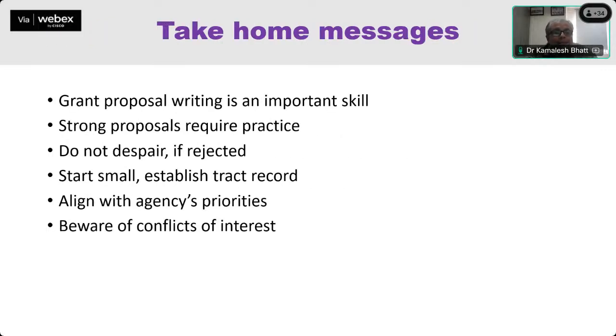And so the last slide, the take home message, is that grant proposal writing is a very good skill, and it requires practice. Do not despair if it is rejected. ऐसा सोच के ही चलोगे 5 से 7 बार तो रिजेक्ट होनी है वाली है. And you align with the agency's priorities and make clear the conflict of interest.